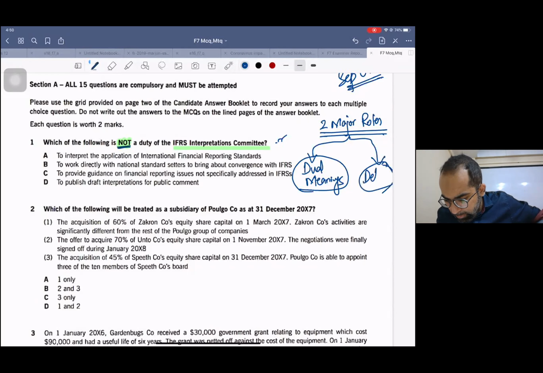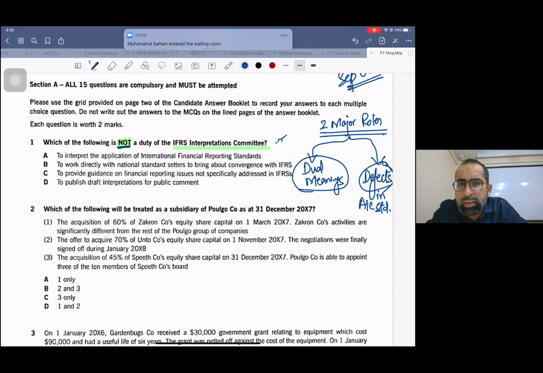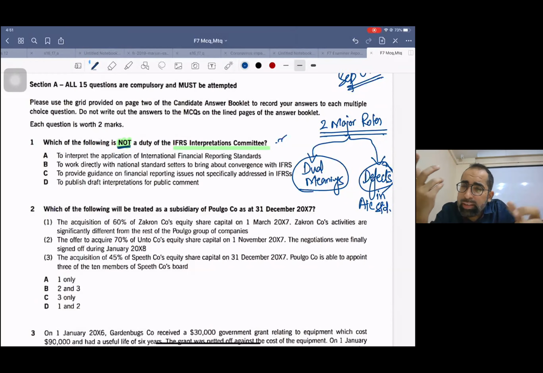The second role: defects in accounting standards. Sometimes what happens is that when the International Accounting Standards Board launches a new standard, as they are human beings, there may be some small errors or problems in that accounting standard. So when these complaints come to the Board, they immediately correct that problem, they fix it, and they issue an interpretation.